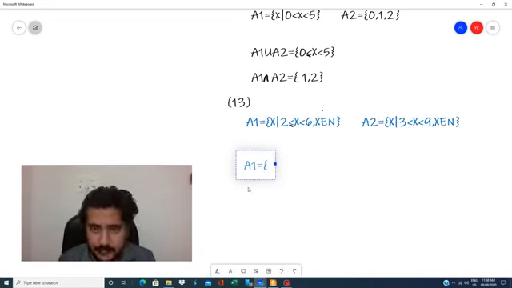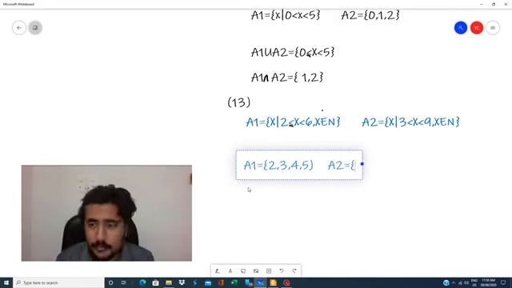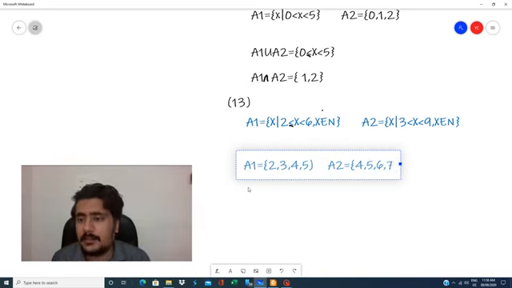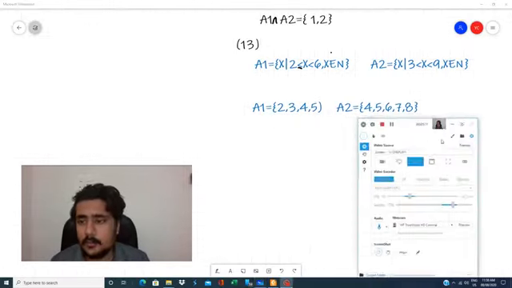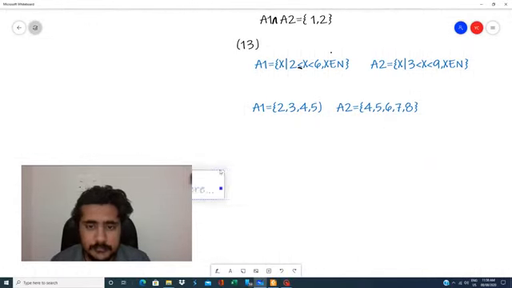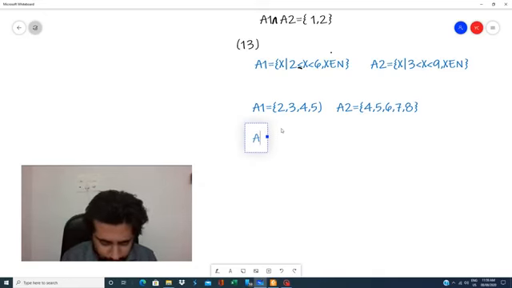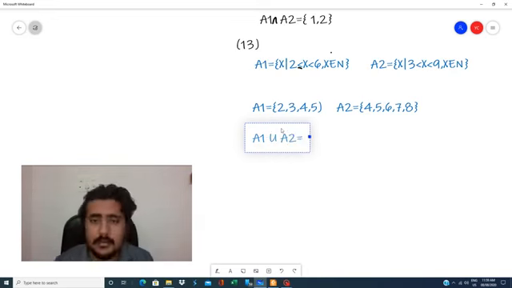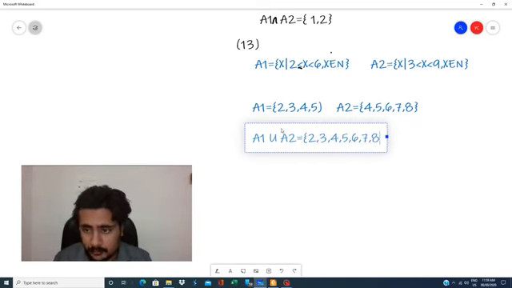A1 is 3, 4, 5. Okay, there is no common and 6, so it will be 2, 3, 4, 5, and A2 will be 4, 5, 6, 7, 8. Okay, so this is your A1 and that is your A2. Now let us find A1 union A2. A1 union A2 is equal to. Now you know how to find the union, to mix both the things. So it's 2, 3, 4, 5, 6, 7, 8.